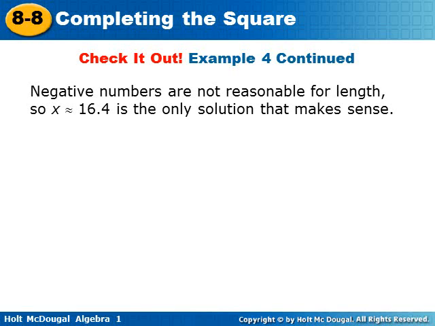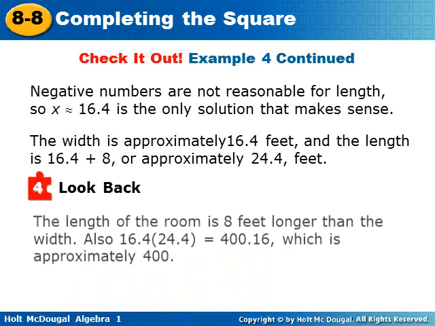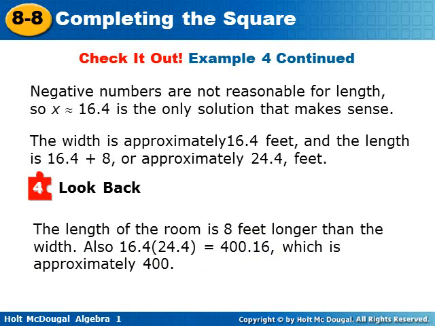Remember, they asked you to round to the nearest tenth. So the width is approximately 16.4 feet. The length is 16.4 plus 8, so that would be approximately 24.4 feet. The length of the room is 8 feet longer than the width, and also 16.4 times 24.4 is 400.16, which is approximately 400, so you know that's why your answer makes sense.